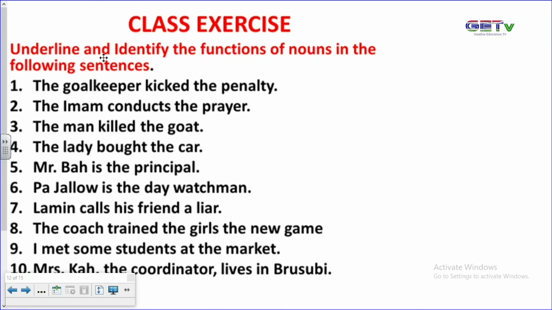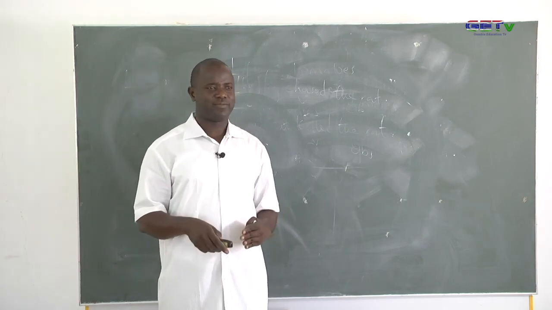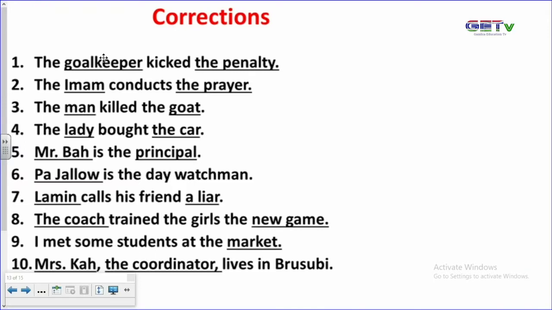Good. So identify and underline the functions of nouns in the following sentences. Let's look at the correction here. Sentence number 1 reads, the goalkeeper kicked the penalty. What are the nouns? The nouns are the goalkeeper and penalty. Here, the goalkeeper is functioning as a subject because it does something. What did the goalkeeper do?